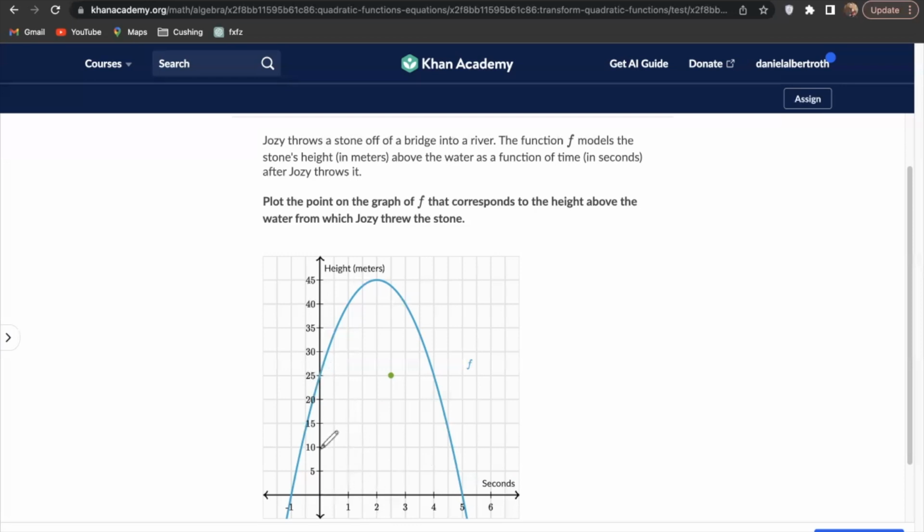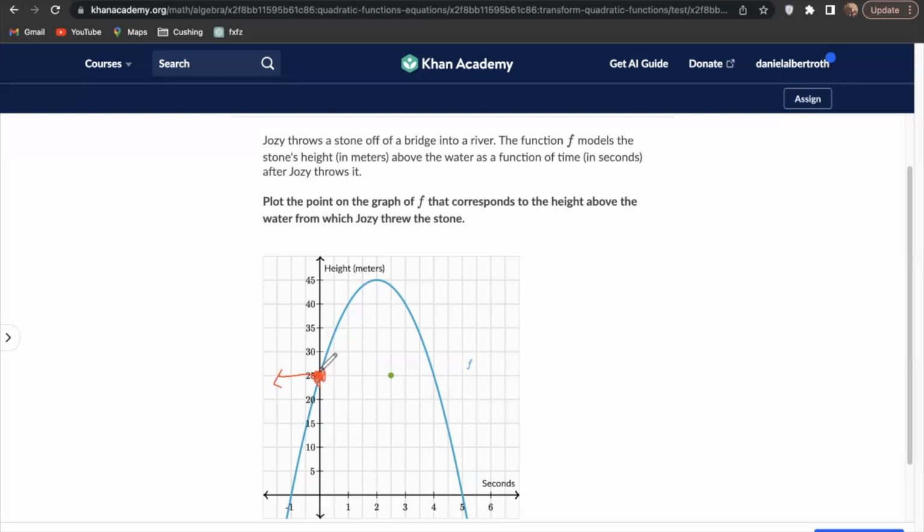So if I'm looking at this function, anything to the left of 0 seconds is not even part of the story. It really shouldn't even be included in the graph. The graph should actually start right here at this point, because this is when the time starts in our story. When the time is 0, the height is 25 meters. So she is throwing from a bridge that's 25 meters tall.